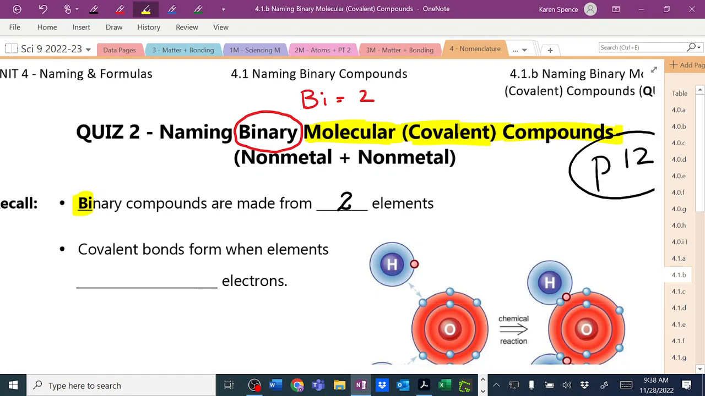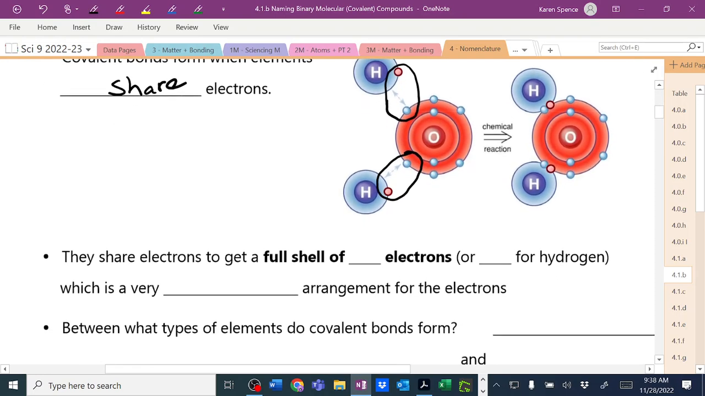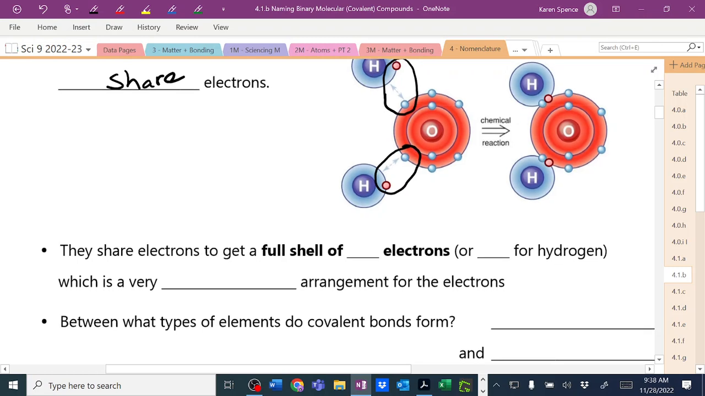They form when elements do what with their electrons? When they share. So we look and we see here, these 2 are going to share these 2 electrons. These 2 are going to share those 2 electrons, and we make H2O. They share electrons to get a full shell of how many? 8 electrons. How many for hydrogen? 2. Which is a very stable arrangement for the electrons.